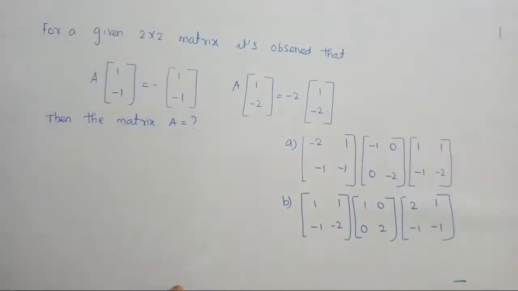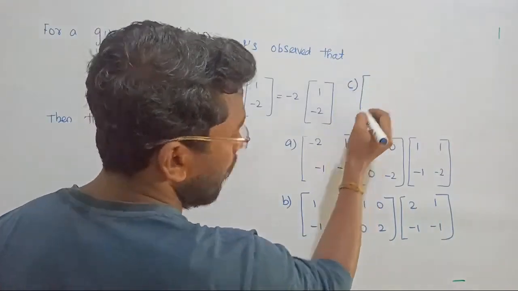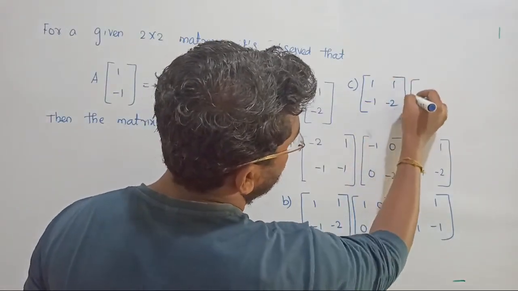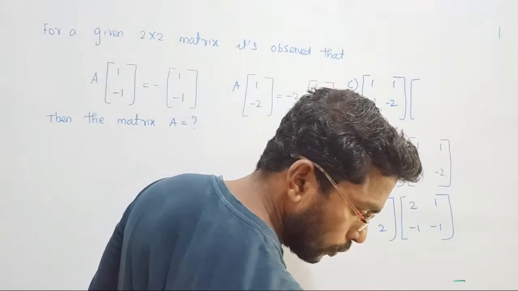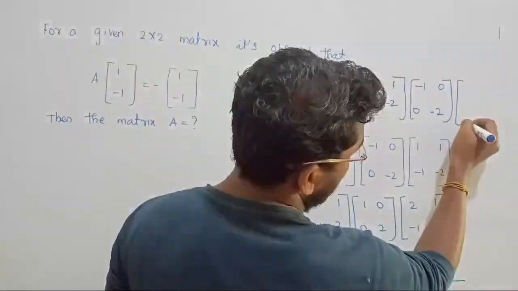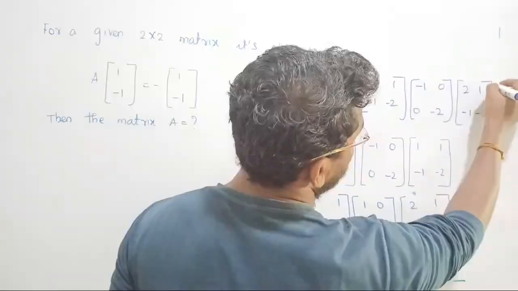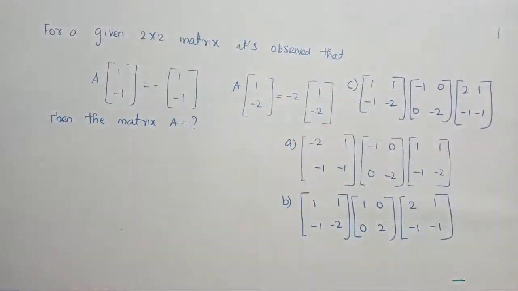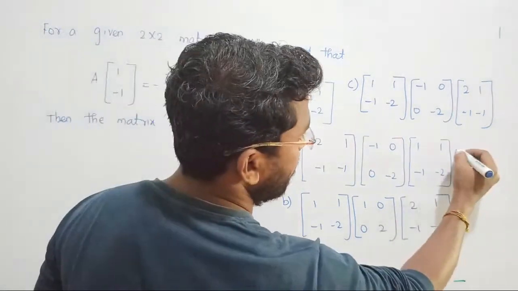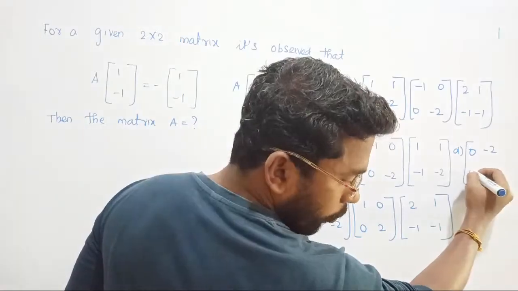Let me write. Is it visible to you all? Let us go ahead with the option C. Option C, let me drag here: 1, 1, minus 1, minus 2. Then minus 1, 0, 0, minus 2. And they had given one more matrix, that is 2, 1, minus 1, minus 1. Option D, they said 0, minus 2, 1, minus 3.